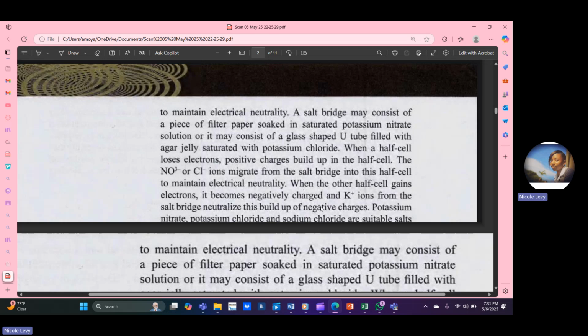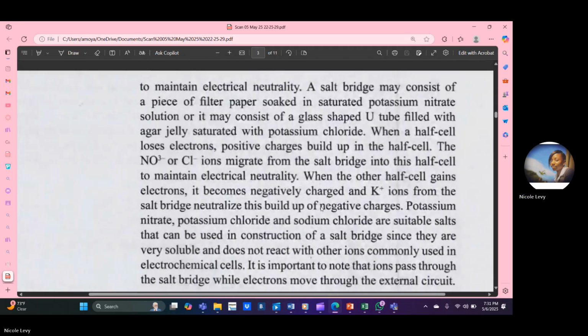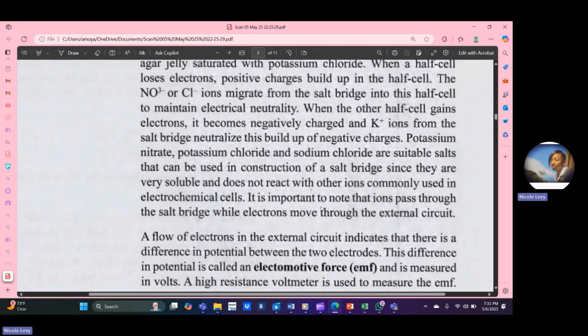Now, if the other half cell is gaining electrons, it's going to become slightly negative. So what the salt bridge does is release the potassium ions over there in order to reduce the negative charge buildup. So potassium nitrate, potassium chloride, and sodium chloride are suitable salts that can be used in the construction of a salt bridge.